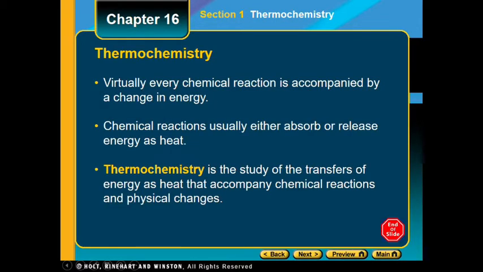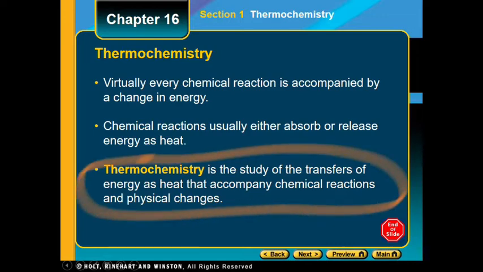So, if it's a definition, I definitely want you to write that down. Our first one is the definition for thermochemistry. It is the study of the transfer of energy as heat that accompany chemical reactions and physical changes. So we are going to be studying transfers of energy as heat during reactions.